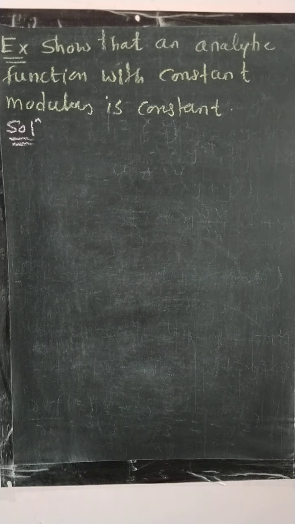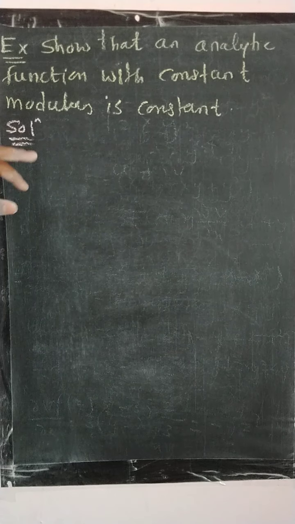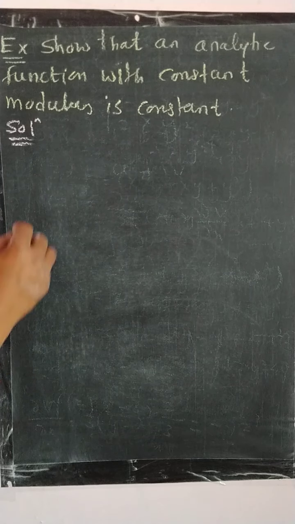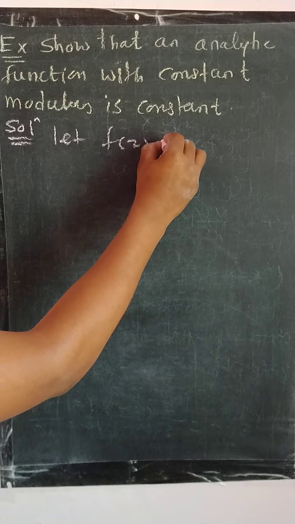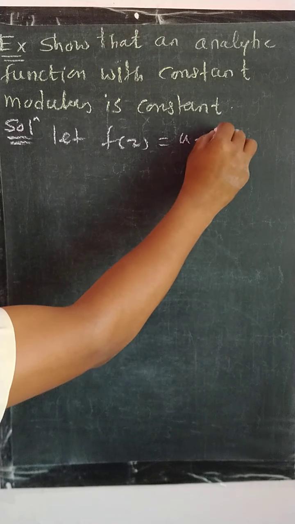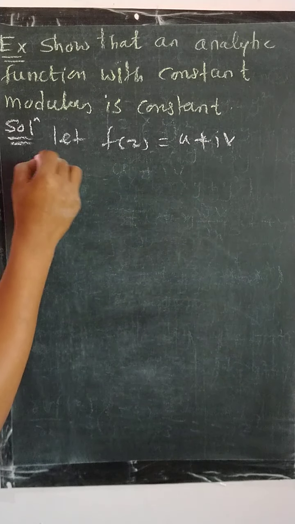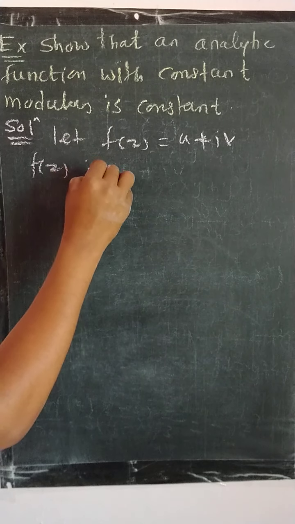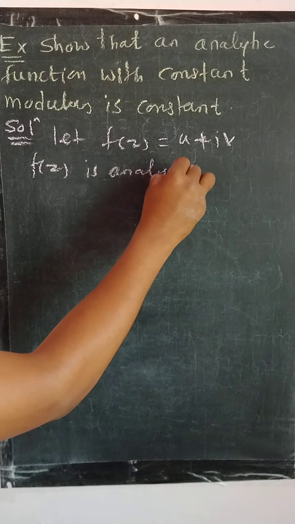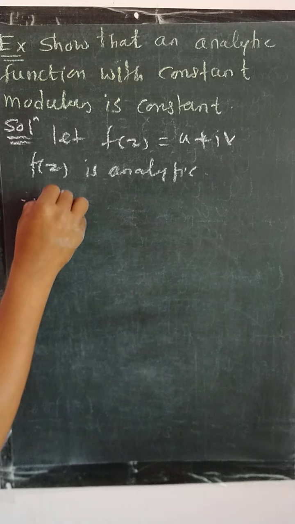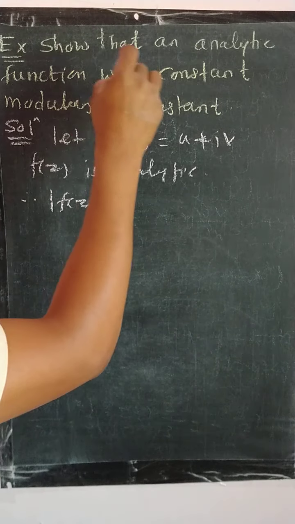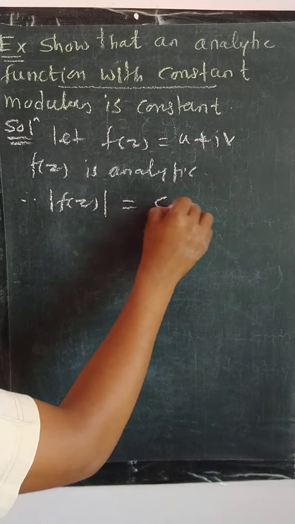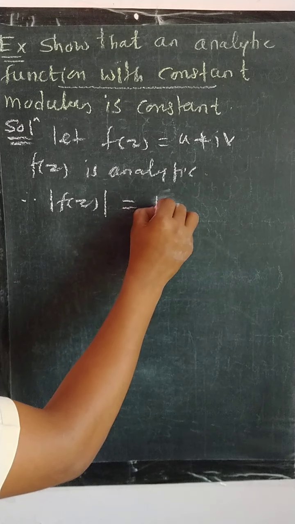Show that an analytic function with constant modulus is constant. So let us suppose f of z is an analytic function of the form u plus iv. So f of z is analytic. So what is mod of f of z? Mod of f of z, we have been given it to be constant, that is c, or let us say k.